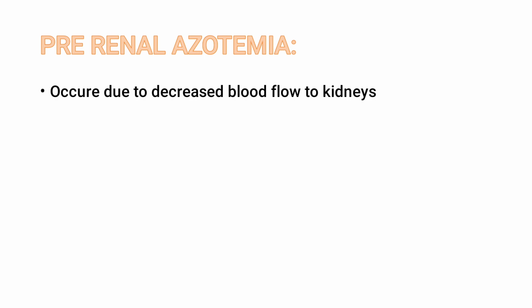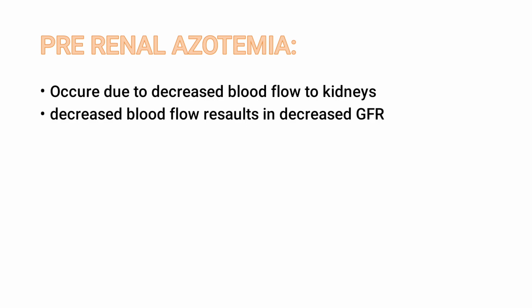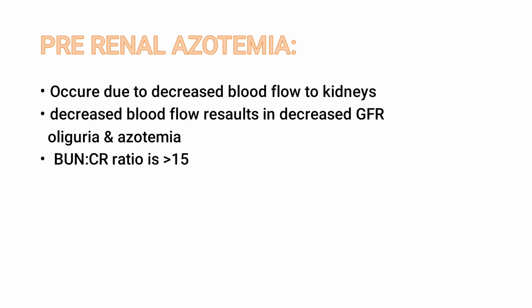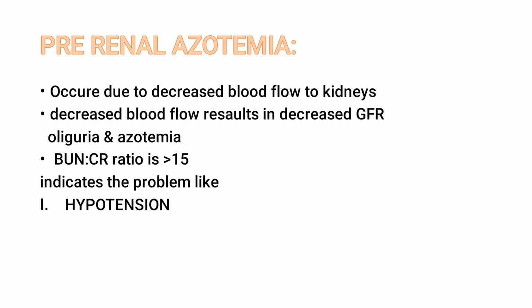Now come to the topic which is pre-renal azotemia. So it occurs due to decreased blood flow to kidneys. Remember that there are some conditions that result in decreased blood flow to kidneys. However, if the blood flow gets normal, the kidneys may function normally. But in this case, there is decreased blood supply towards the kidneys and that's why the kidneys are not functioning properly. So it results in decreased GFR and oliguria, and again we have azotemia. In this case the ratio is greater than 15, that indicates a problem like hypotension or hypovolemia.